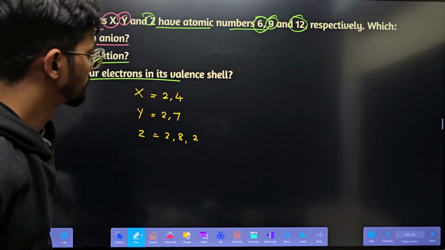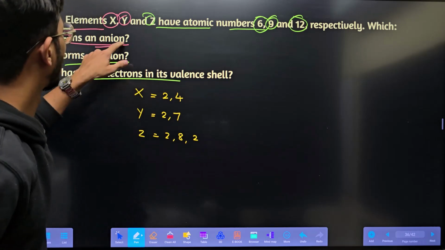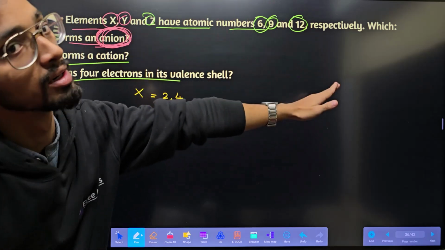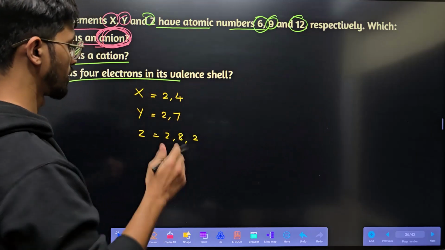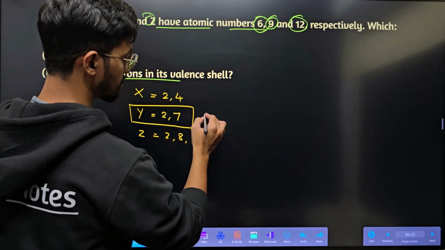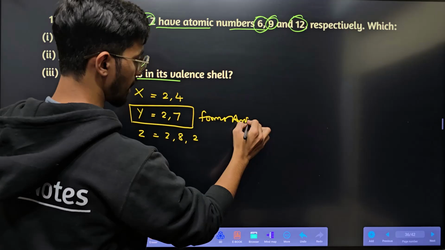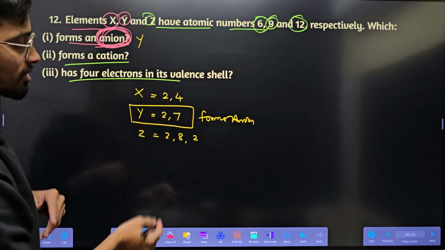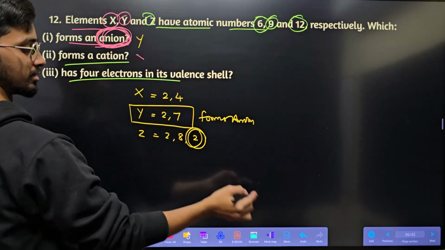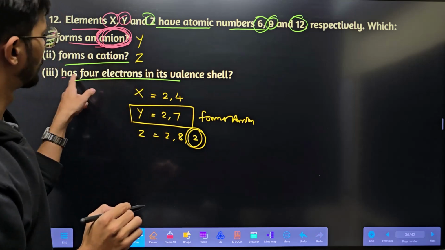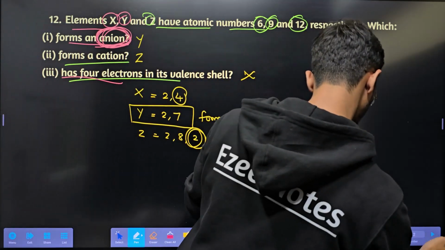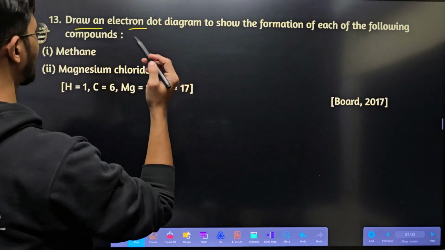Proper. So which forms an anion? Anion is formed by non-metals. Non-metals are found in last groups, right? P block mostly. So 17th group, this is a non-metal. This forms an anion. It means Y. Which forms a cation? It has less number of electrons in the outermost shell. It is nothing but Z. Which has 4 electrons in the valence shell? Obviously X. It's being seen here, right?